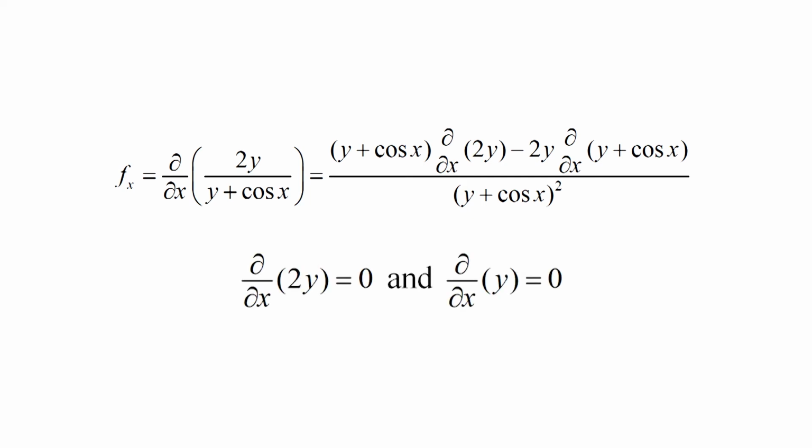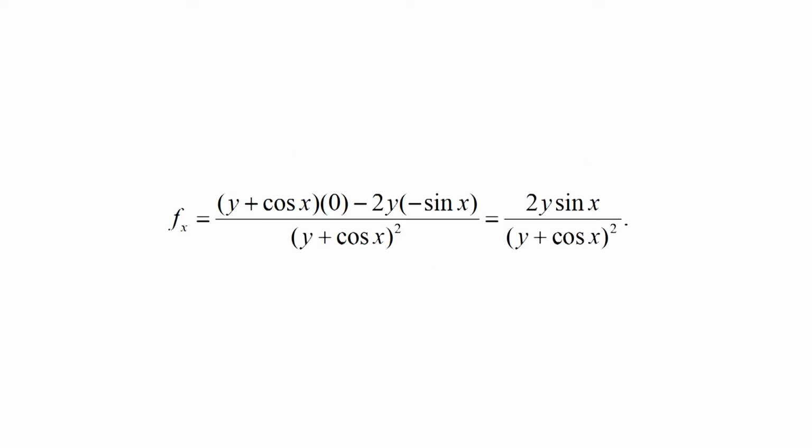Since ∂/∂x of 2y is equal to 0 and ∂/∂x of y is equal to 0, the above gives f suffix x is equal to (y plus cos x) times 0 minus 2y times negative sin x, all divided by (y plus cos x) all square, which is equal to 2y sin x by (y plus cos x) all square.